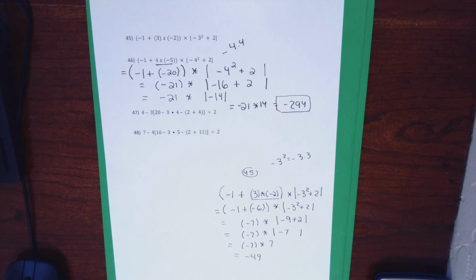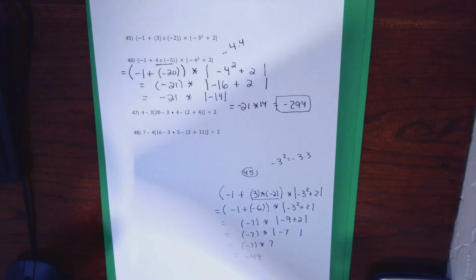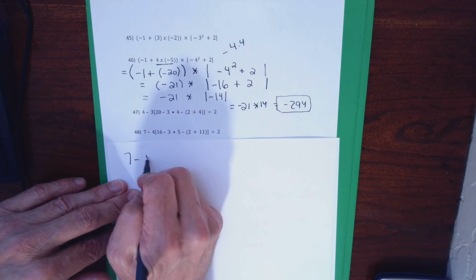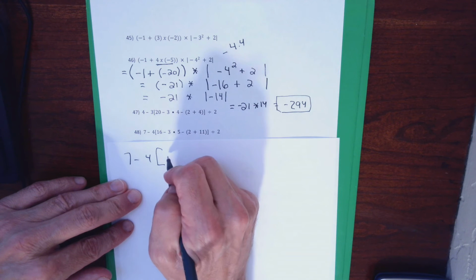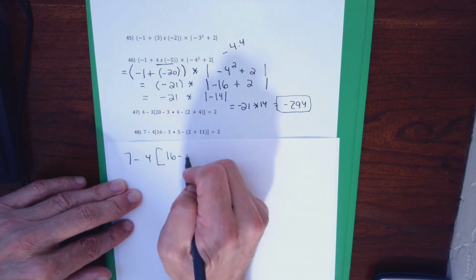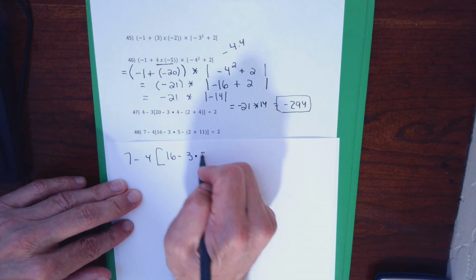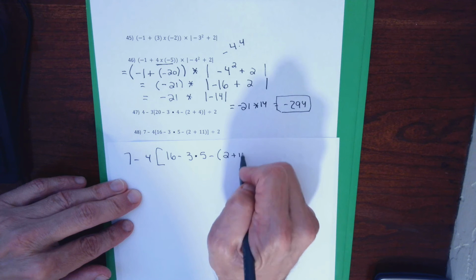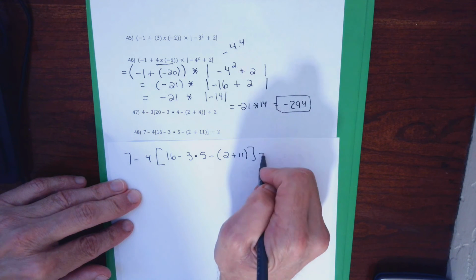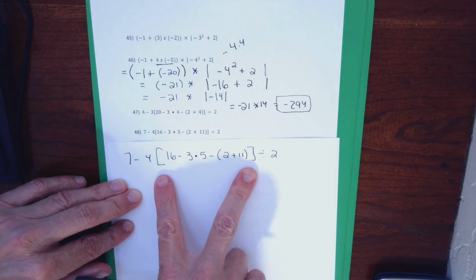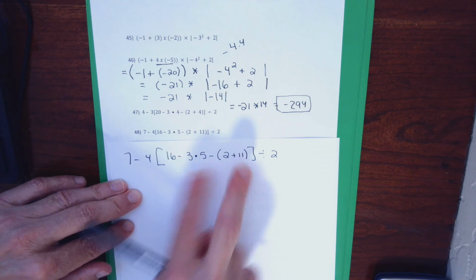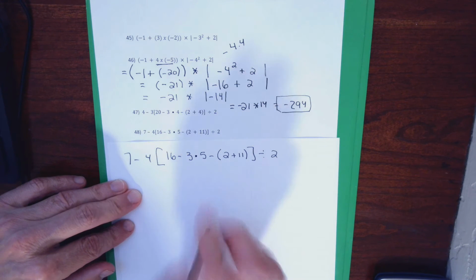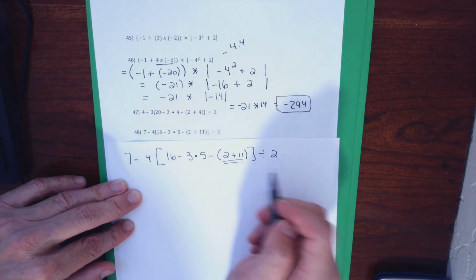Let me write 48 on a different sheet of paper because I think it's too much for me to do with scribble around. So 48 is 7 minus 4, bracket, which is a parentheses, 16 minus 3 times 5 minus parentheses 2 plus 11, parentheses, bracket, divided by 2. Brackets are parentheses, parentheses are parentheses. There's parentheses inside brackets. I need to do the innermost parentheses first. So first step, I need to do the 2 plus 11.